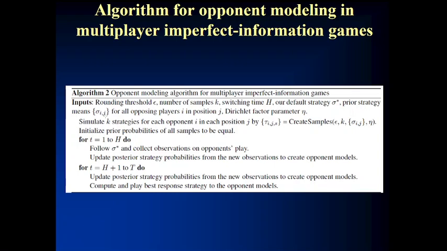We're going to have some burn-in period where we follow a default strategy, sigma star, for ourselves, and collect observations of the play. We're going to update posterior probabilities of these k. We're only going to deal in this space of k simulated strategies. After the burn-in period, for the remaining periods, we're going to continue updating the posterior, but we're also going to be constructing an opponent model from the posteriors and playing a best response and exploiting. At a very high level, this is how our approach is going to work, but I want to elaborate on each of the subroutines here.